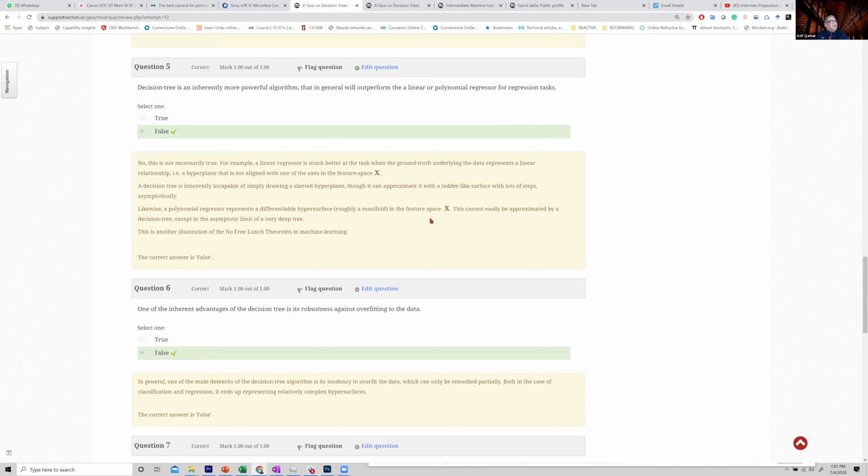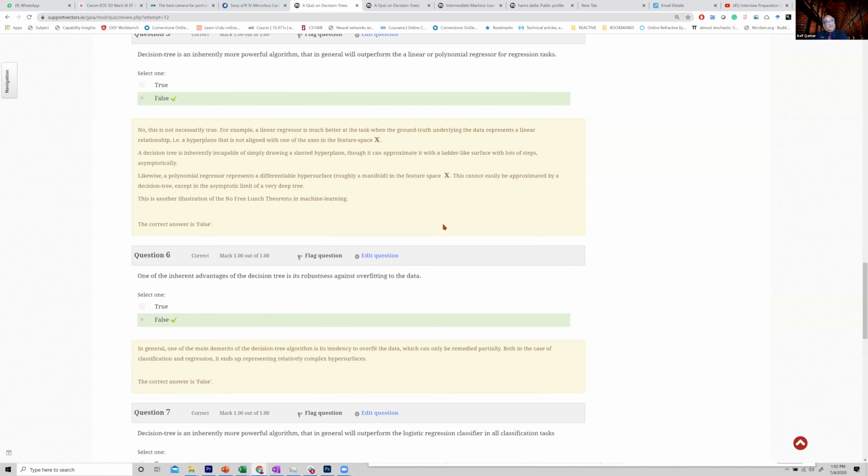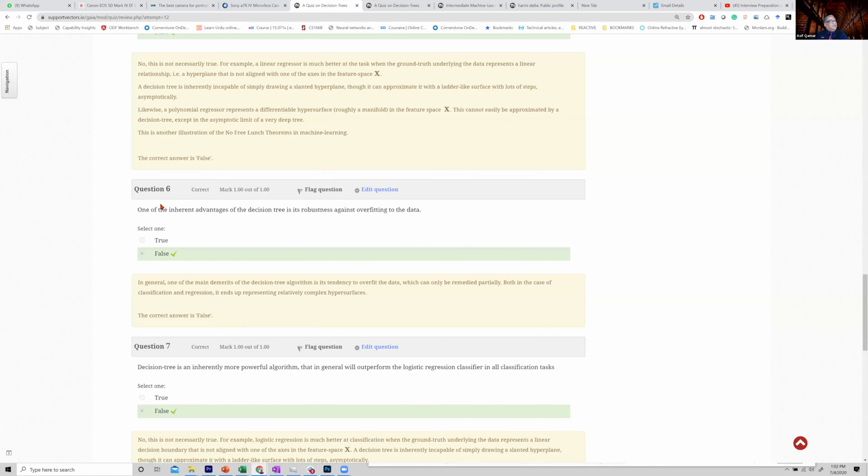So that is that, and this is true for classification as well as regression. If the underlying ground truth is a straight hyperplane, that relationship is hard for the decision tree to capture, though in the asymptotic limit of a really deep decision tree, it can. It can make very small steps and get it right.